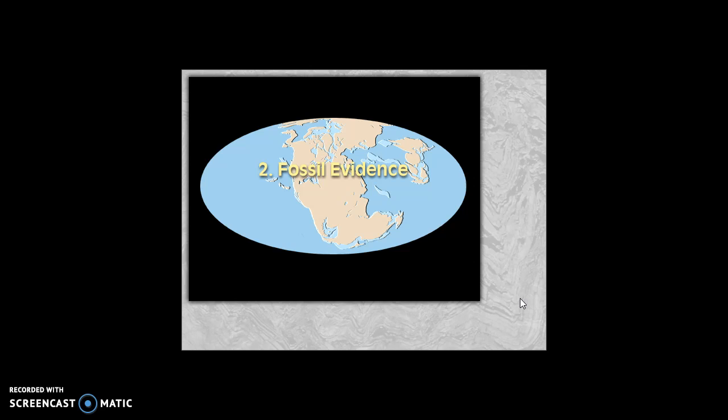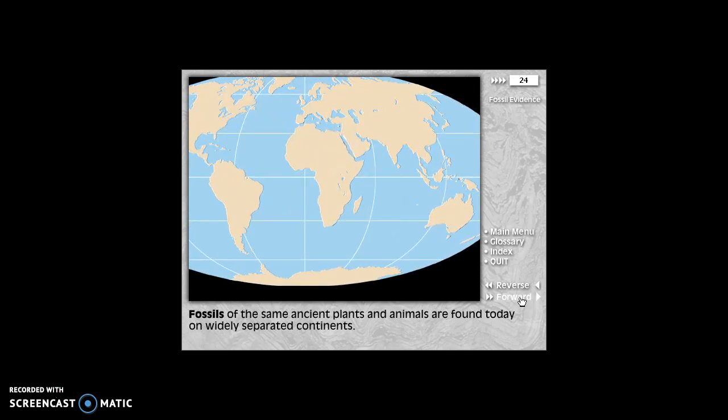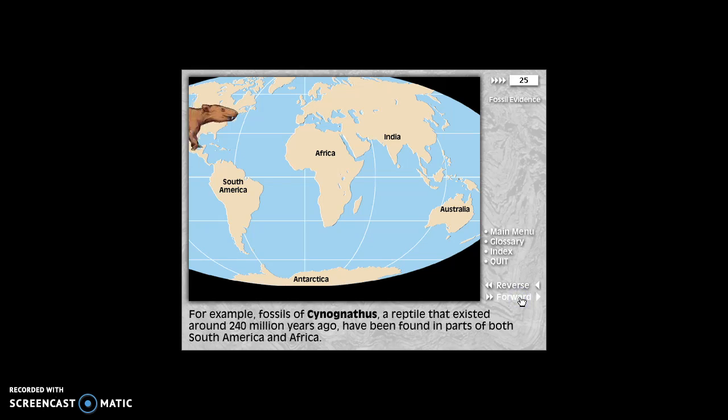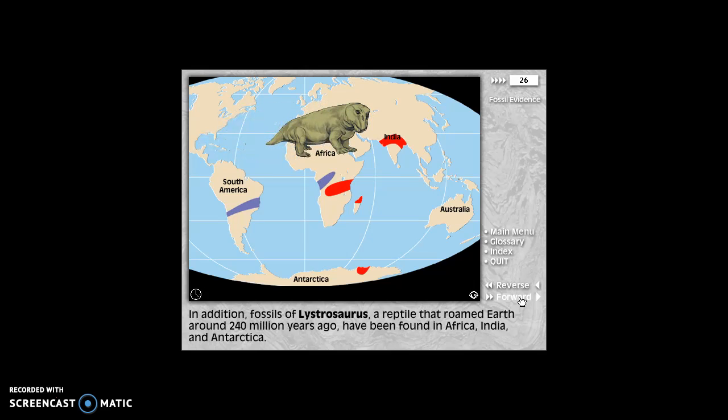Second, fossil evidence. Fossils of the same ancient plants and animals are found today on widely separated continents. For example, fossils of Cynognathus, a reptile that existed around 240 million years ago, have been found in parts of both South America and Africa. In addition, fossils of Lystrosaurus, a reptile that roamed Earth around 240 million years ago, have been found in Africa, India, and Antarctica.